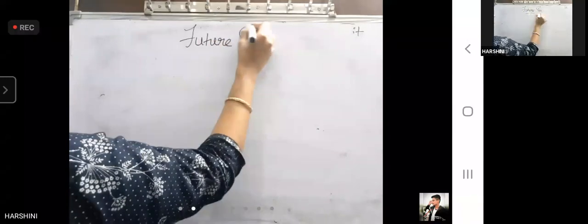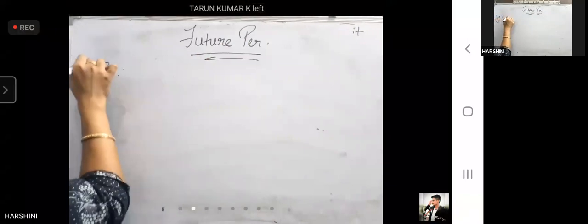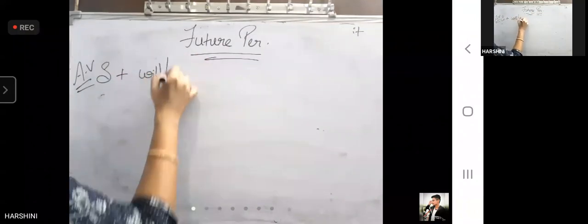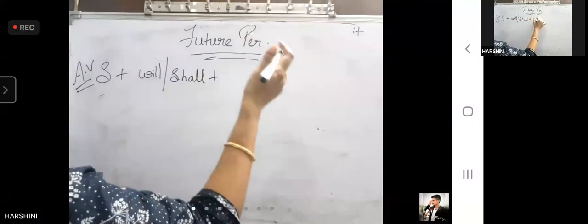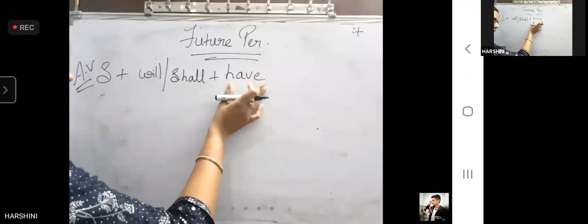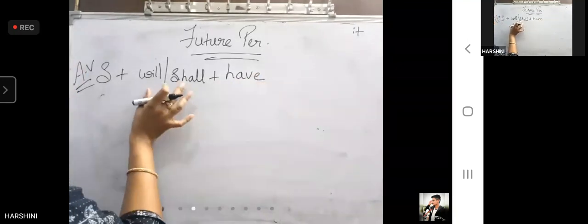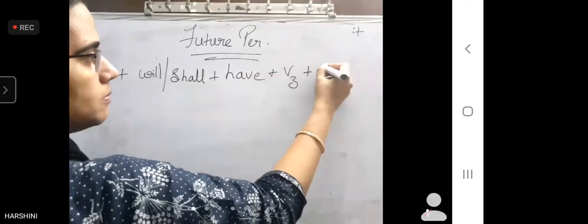Future perfect tense. As you know, in active voice, to show the futurity, we use will or shall plus perfect tense. We use only have. We can't use has. There is no had form for future. But remember, for future perfect, we use only have. We don't use has and had. Has cannot be used because we have will or shall. Plus V3, plus object.